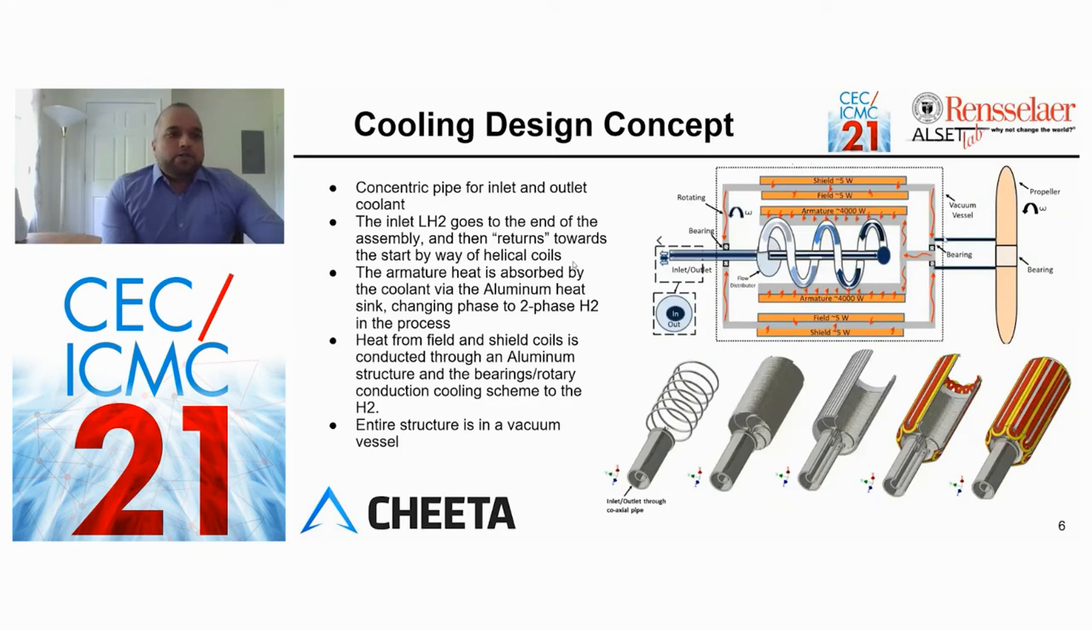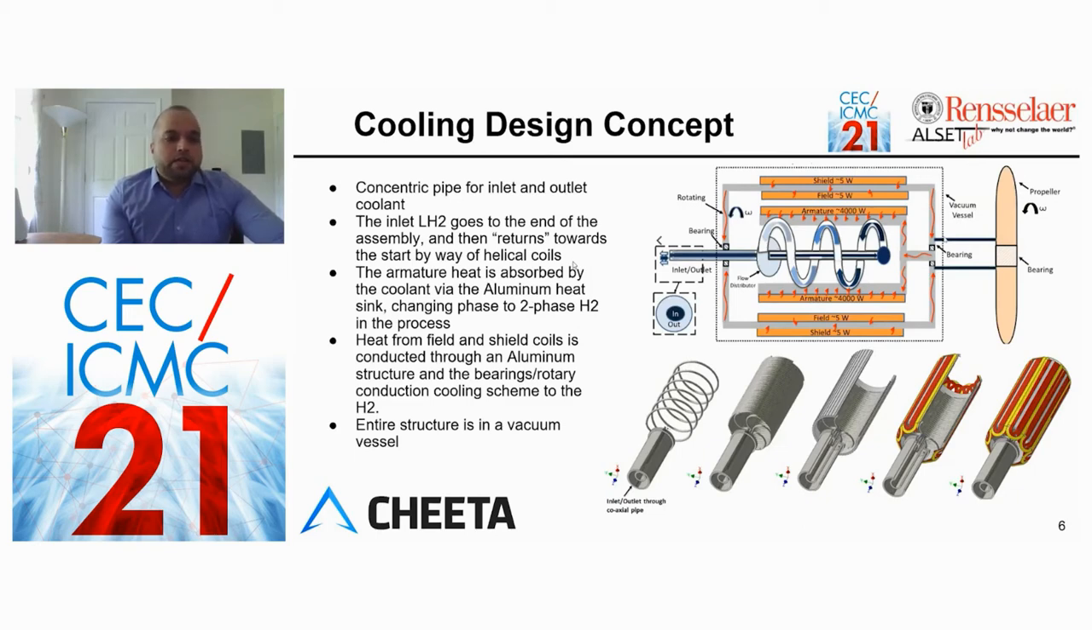Here is a topology of our cooling system. For a small length, the inlet pipe is contained within the outlet pipe. The inlet pipe goes to the end of the design where the flow splits into multiple tightly wound helical pipes. As the liquid hydrogen flows through the helical pipes, it absorbs heat rejected by the armature coils through the aluminum heat sink. At the end of the helical pipe, the multiple flows converge into the outlet pipe.